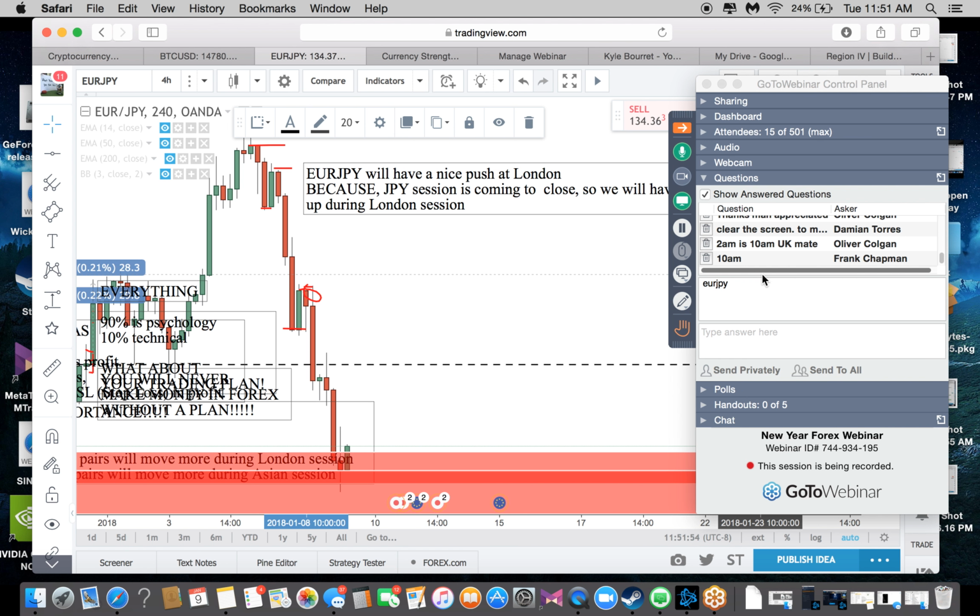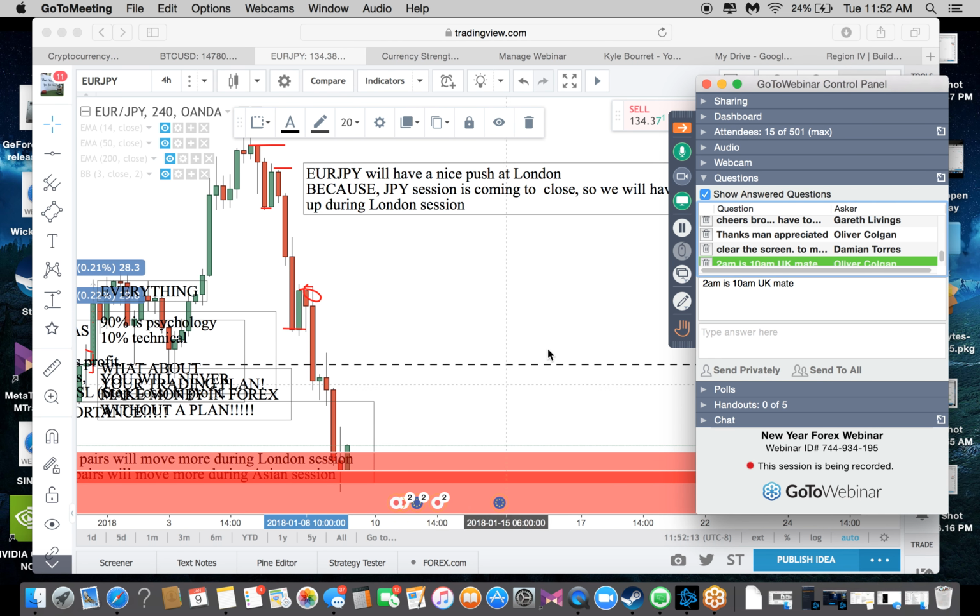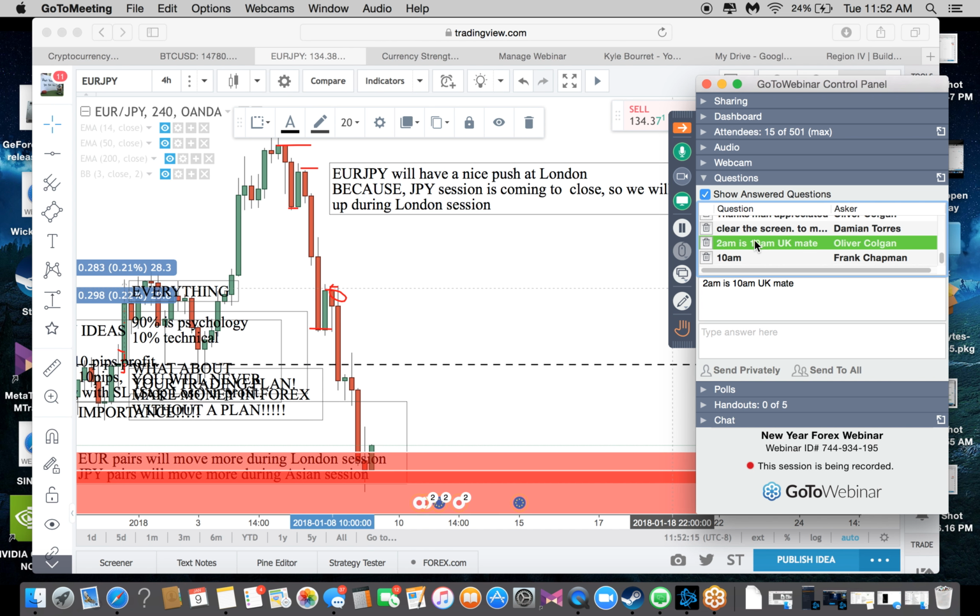2 a.m. is 10 a.m. UK, mate. Perfect. So that's 10 a.m. That's like a really good time to trade. So if that's 10 a.m. for you guys, that's 10 a.m. for me for USD/JPY. Because if I'm trading USD/JPY at 10 a.m., there's usually a nice push. So it works the same way. You see how there's a structure. There's always a structure, guys.